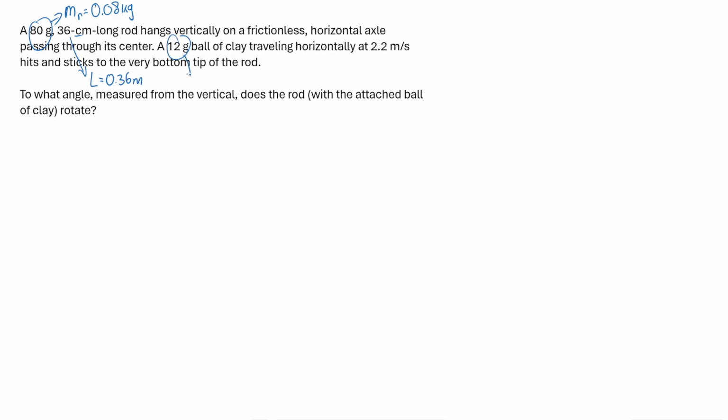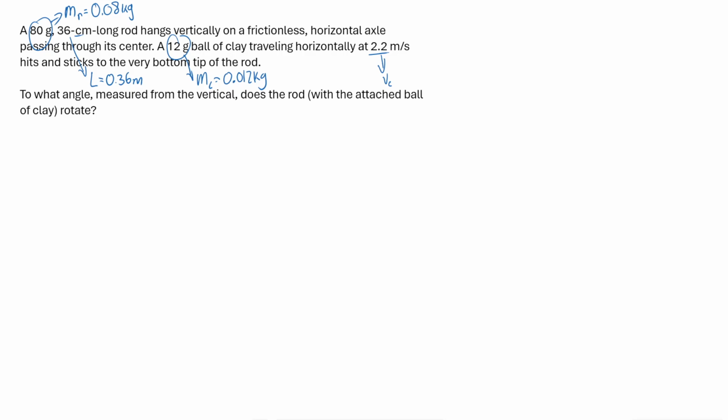12 grams. This time it's the mass of the clay ball, and it is 0.012 kilograms. And then 2.2 meters per second. That's our velocity. It is already in SI units. So now we can move on to solving the actual question, which is to what angle, measured from the vertical, does the rod with the attached ball of clay rotate?